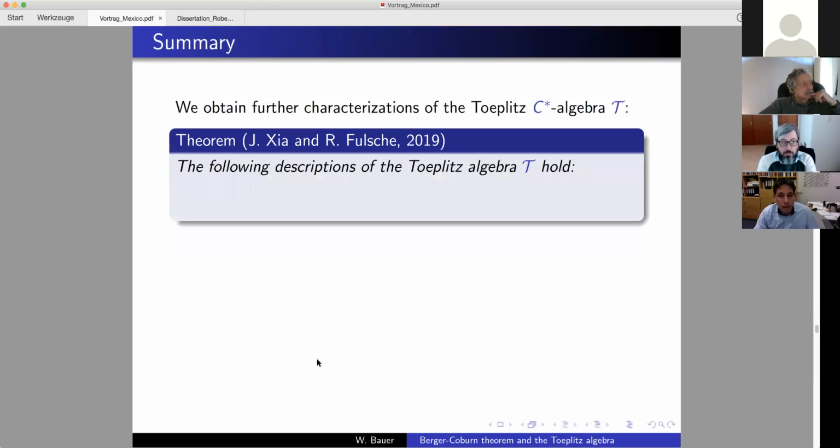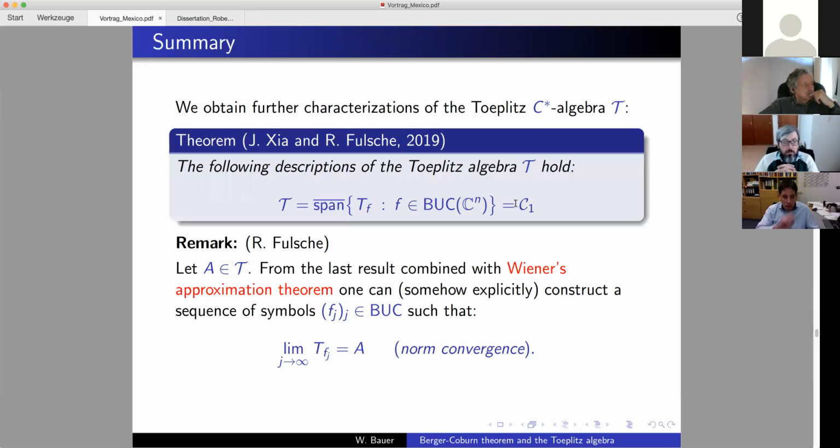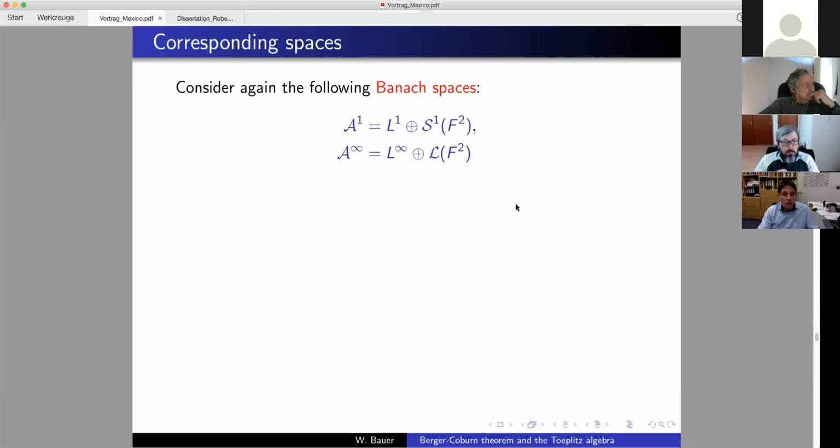Okay, so here's maybe just to repeat the result. There's nothing new in this theorem. The Toeplitz algebra is the linear span of the Toeplitz operators with BUC symbol, taking the closure, and that's that algebra of continuous elements, actually. Okay, maybe I skip this remark because the time is running and tell you a bit about corresponding spaces.